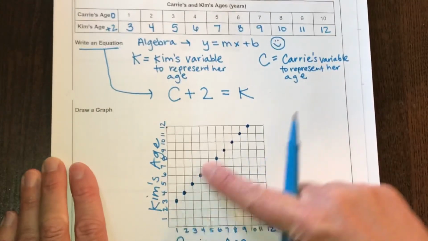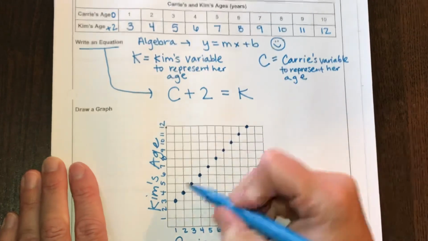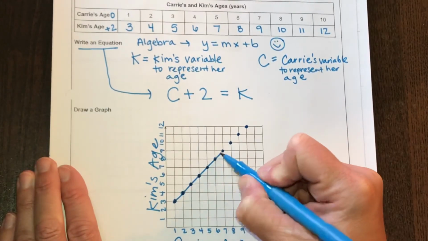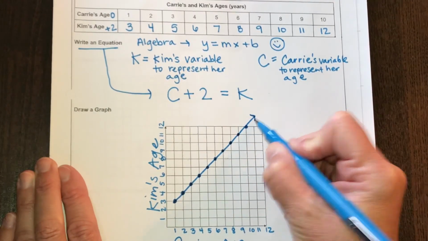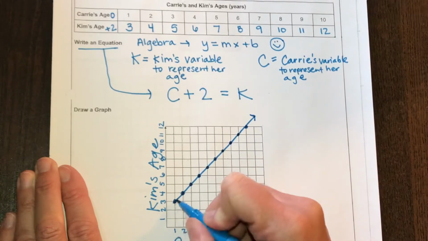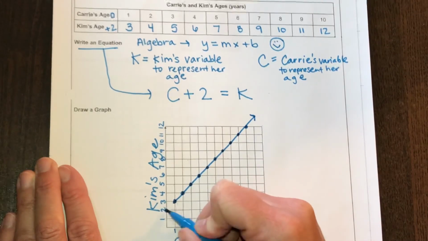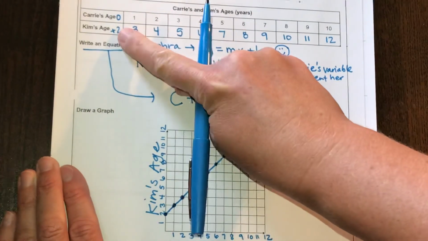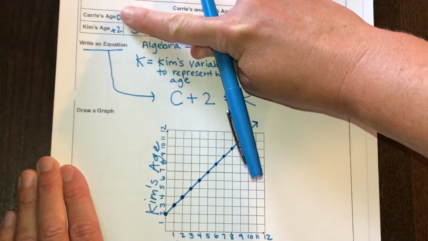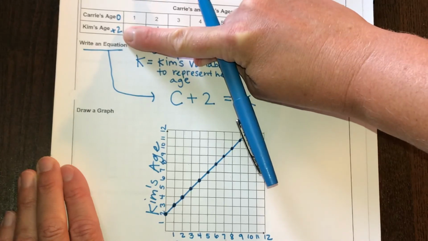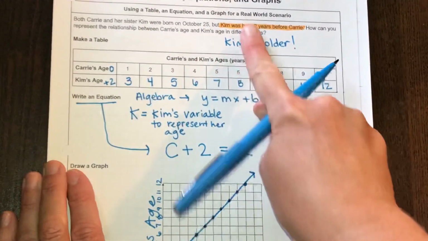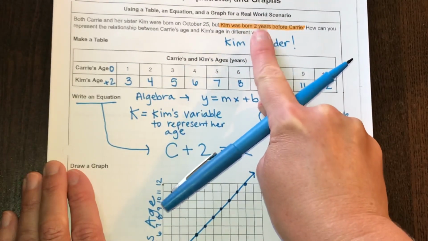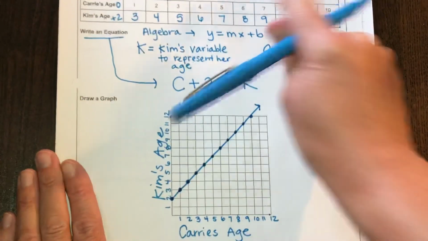If I connect these points with a line, I will have my graph. If I go backwards and follow the same pattern, I have my starting value here, just like I talked about here. If Carrie was nothing, Kim starts at 2 because Kim was born 2 years earlier. Great job.